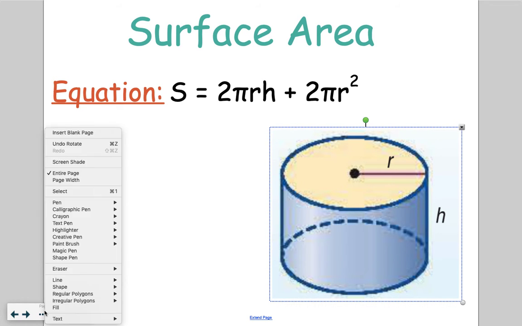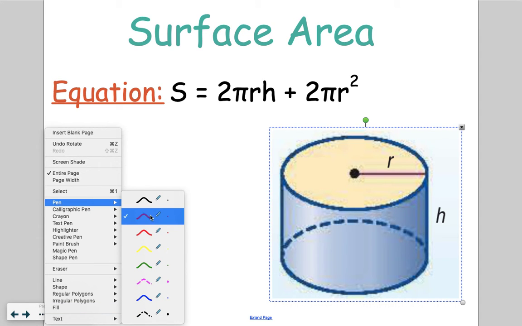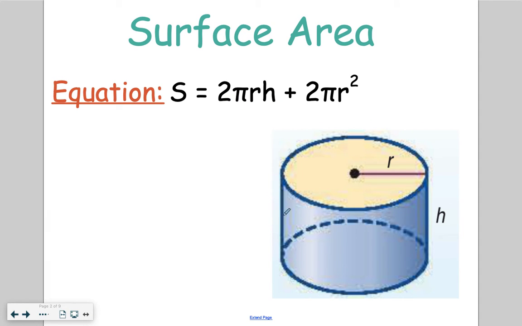So this front part of our equation here, this 2 pi rh, that talks about how far it is around the middle part. So it's that blue piece that we're looking at here. This 2 pi r squared is talking about the top circle and the bottom circle. So if you only wanted the top and not the bottom, you would use a 1. If you didn't want to include either of the circles and you wanted to go just around the middle, then you would use a 0. So that's where the formula comes from.